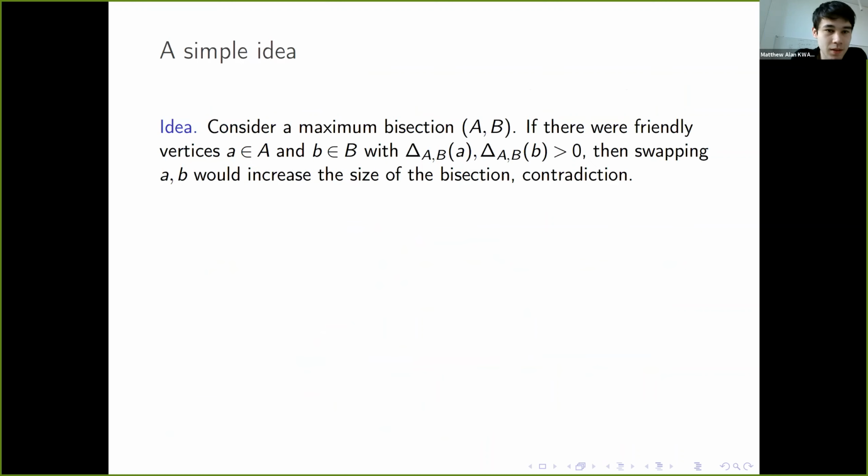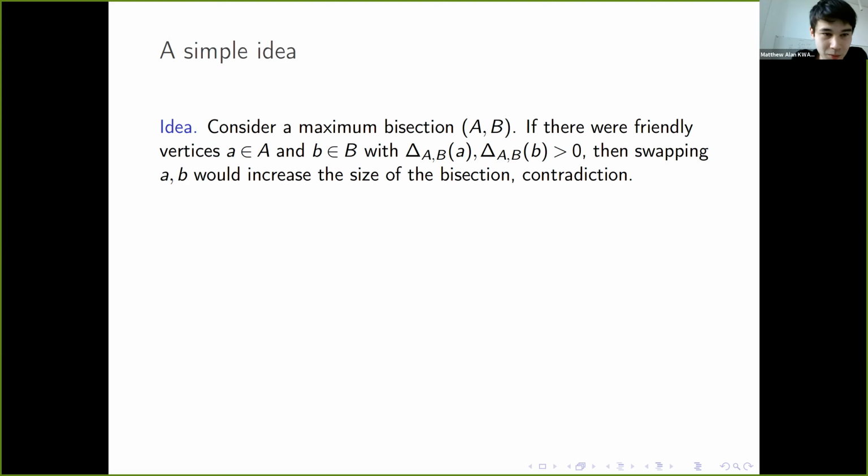Okay, so here is the starting point. Remember on the first slide, we proved that if you have a max cut, you can't have a friendly vertex, because if you did, you could just move it to the other side and make the cut larger. Well, you're not allowed to do that in a bisection. I'm not allowed to just move a vertex to the other side because that would imbalance the bisection.